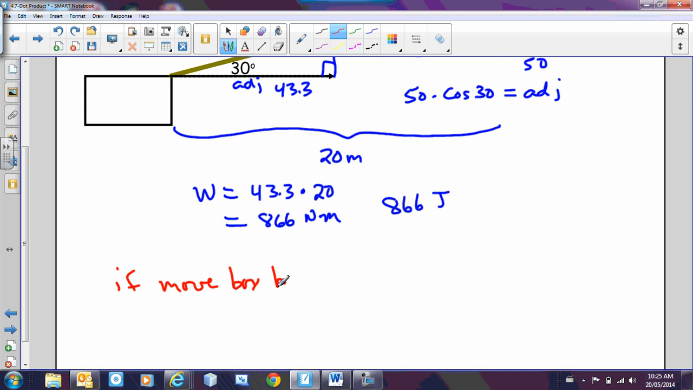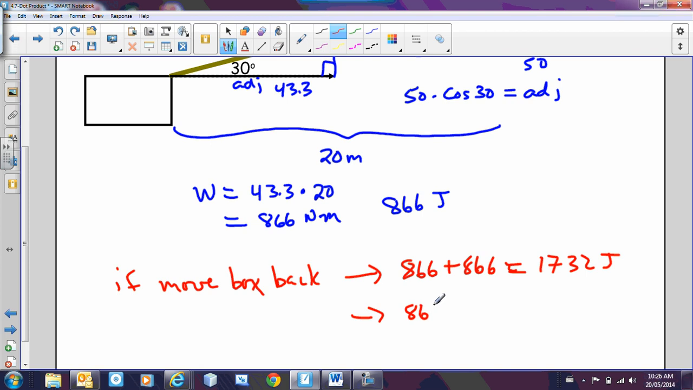there's essentially two possibilities. One is that we did 866 plus 866, which is 1732 joules worth of work. The other possibility is we did 866 in one direction minus 866 because of the opposite direction, and that I did a total of no work.